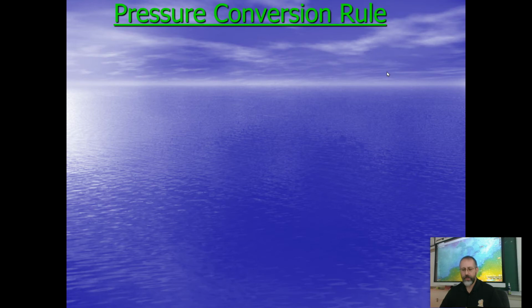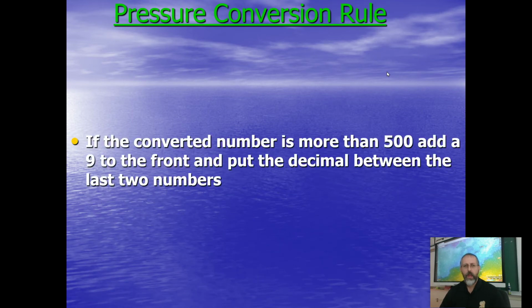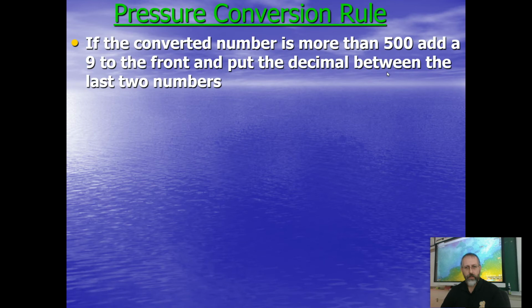Now, the simple rule, it's sort of like rounding. If you did rounding in elementary school, 5 or above, give it a shove. So if the converted number is more than 500, like we had 964 on the previous page, you're going to put a 9 on the front and a decimal point between the last two numbers. So if it was 887, definitely more than 500, you're going to put a 9 on the front, decimal point between the last two to give you 988.7.